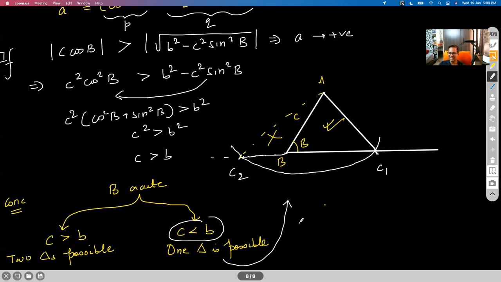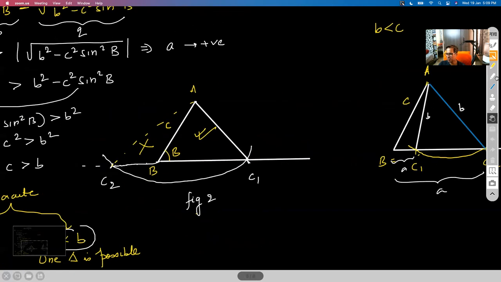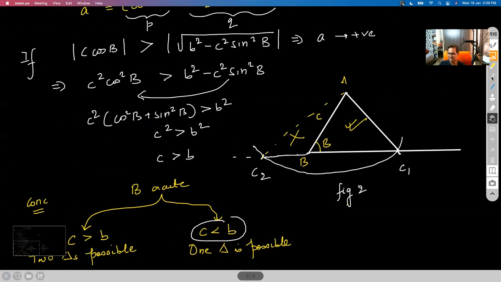Any questions? Let me put figure numbers on these. This is figure number two, and this is figure number one, so that when you're referring to your notes, you can see those figures. When you're reading your notes, you can understand why one triangle was possible and here why two triangles are possible. Now, this is not the end of the story. We have further analysis to make.